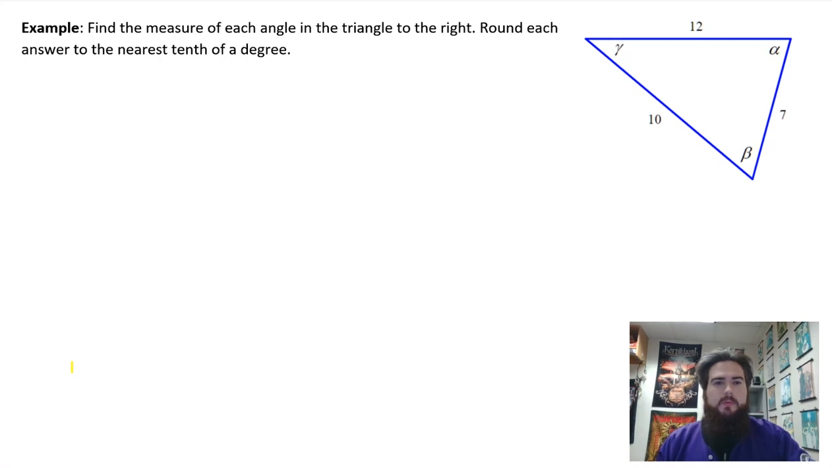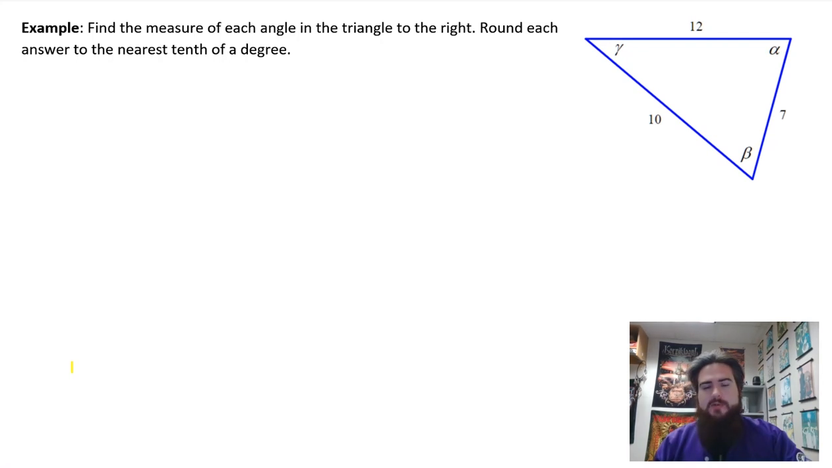In this example, we will find the measure of each angle in the triangle to the right. We will round each answer to the nearest tenth of a degree. In order to find the measure of each angle, it is typically recommended to look at a situation and at least try to consider working with the law of sines first.